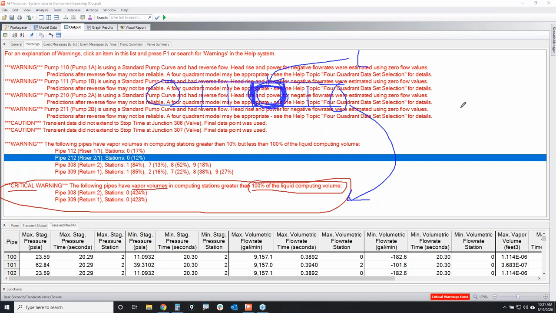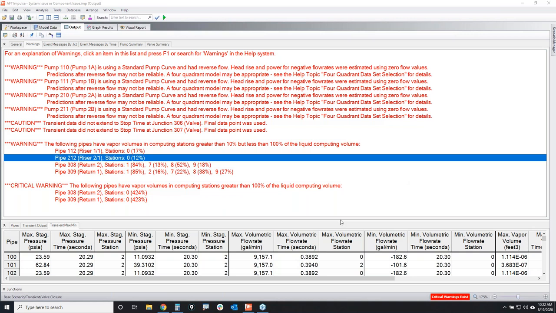And so this is a severe message telling you that you have an incredible amount of vapor building up inside of these pipes. So that's definitely something that you'd want to look at further as you continue to evaluate your results.